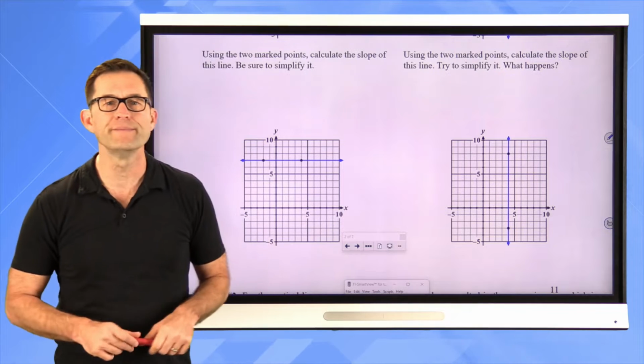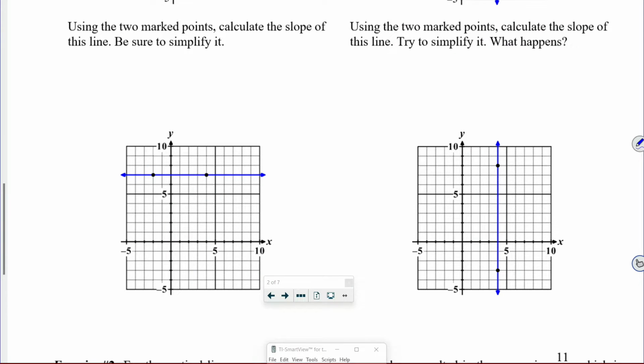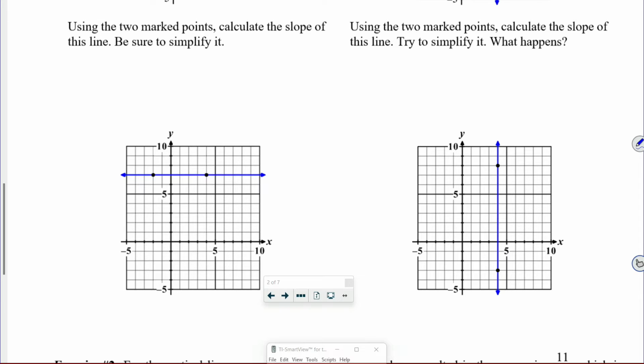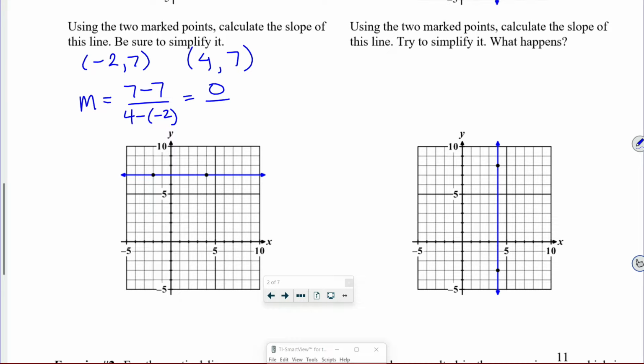So in the next part of the problem, it asks us, using the 2 points, calculate the slope of the line. Be sure to simplify it. So let me write down the points again for this horizontal line. And what we have here is -2, 7, and 4, 7. All right, so if we use the slope formula, which is simply m equals y2 minus y1 over x2 minus x1, we get 0 divided by 6.